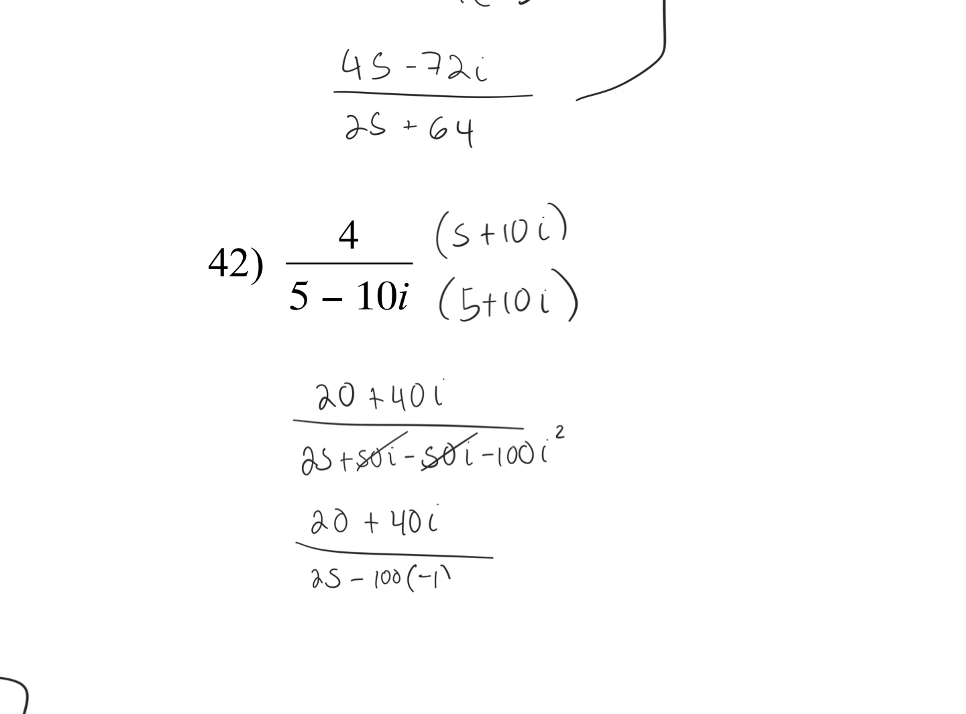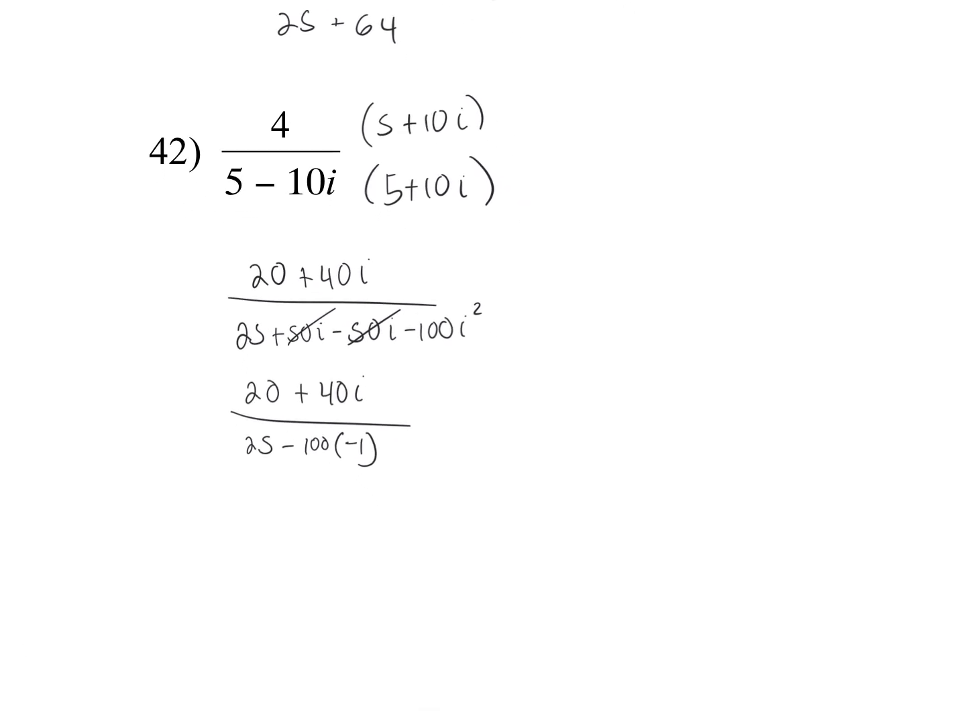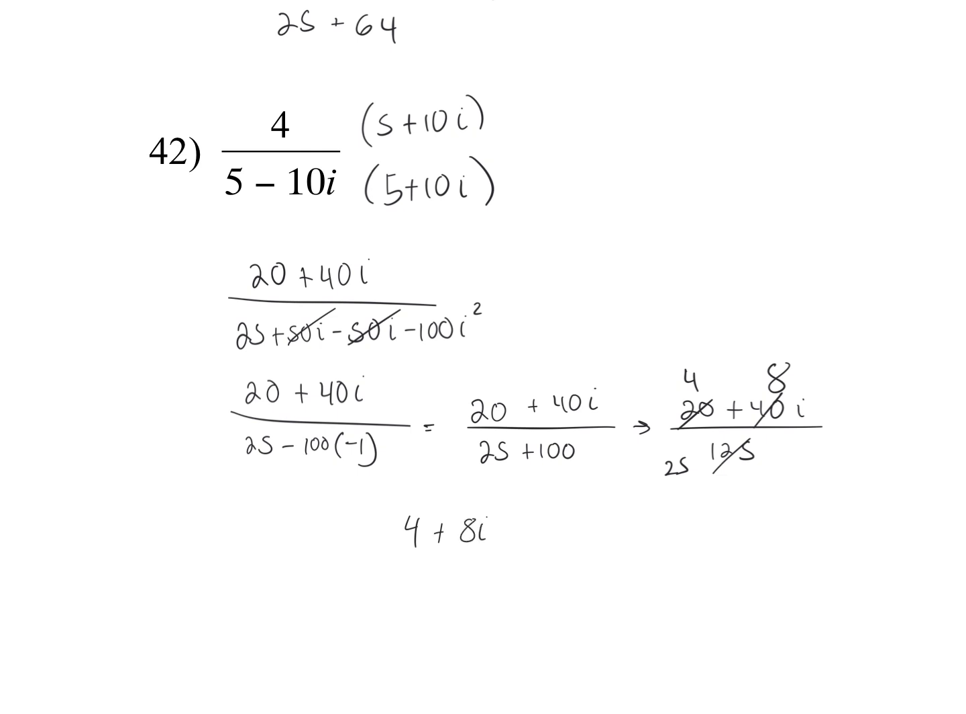And I'm just substituting the i squared with a negative 1. So that's going to give me 20 plus 40i over 25 plus 100. It's going to give me 20 plus 40i over 125. These are all divisible by 5, so 20 divided by 5 is 4, 40 divided by 5 is 8, and 125 divided by 5 is 25. So I'm left with 4 plus 8i over 25 as the final answer.